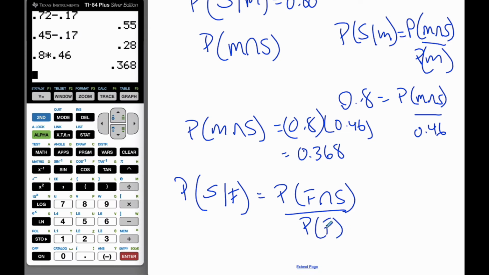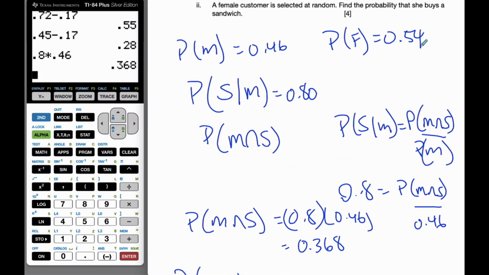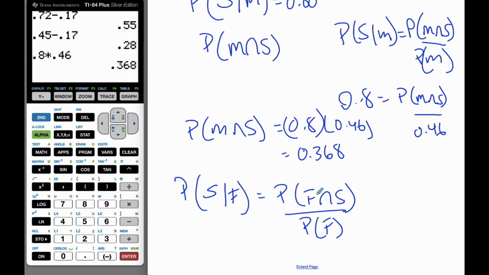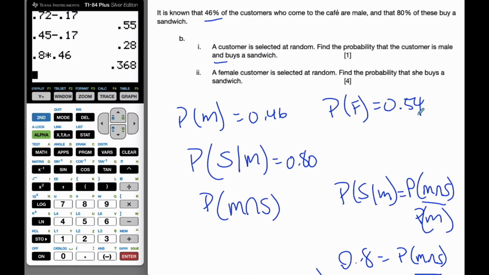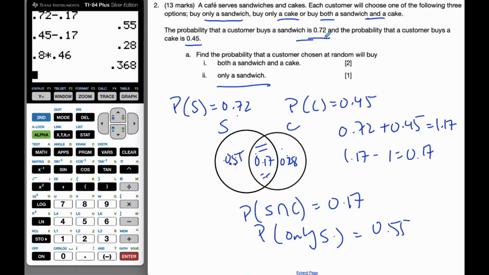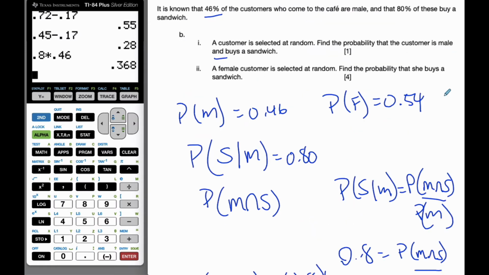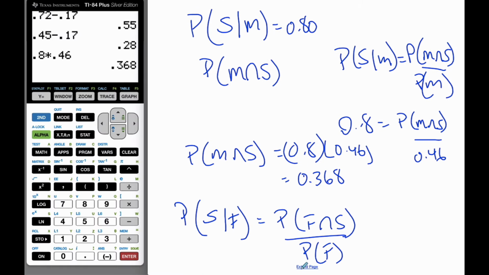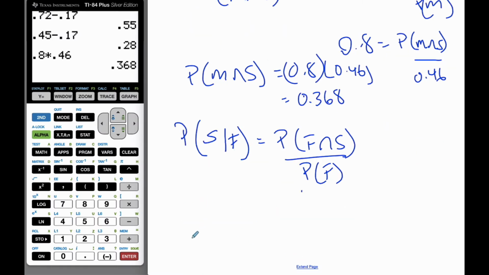We know the probability of a female. Now the probability of a female and a sandwich, well, we have to go back further in the problem where we recognize the probability of getting a sandwich is 0.72. So the probability of just a sandwich is equal to 0.72.